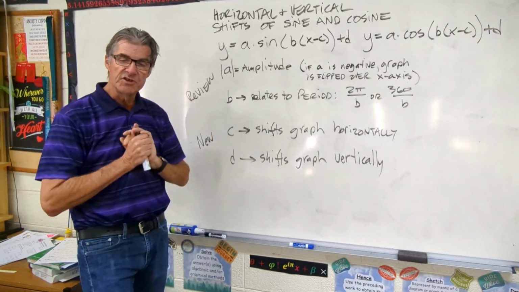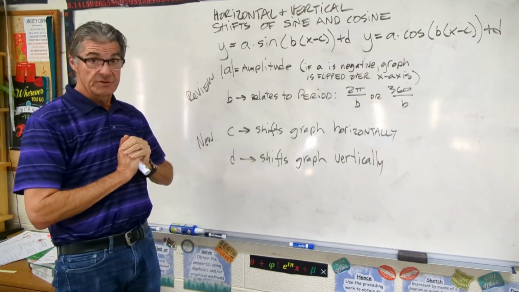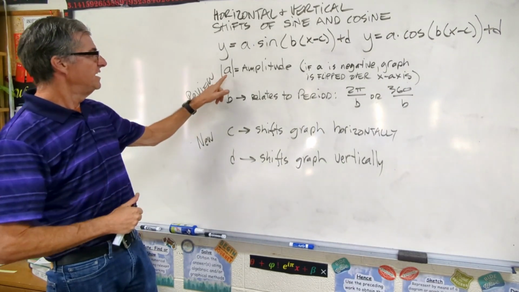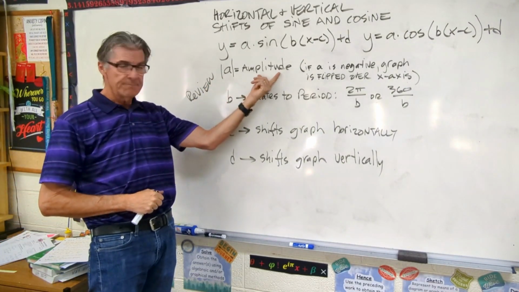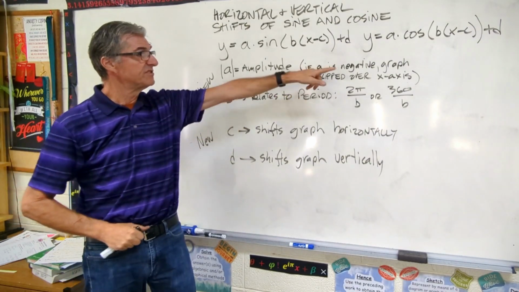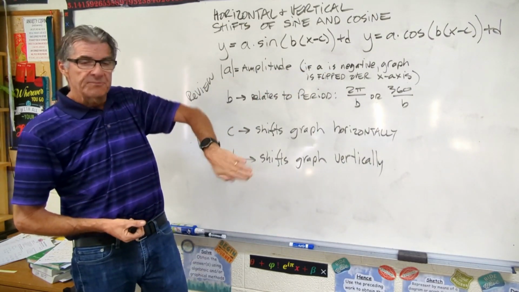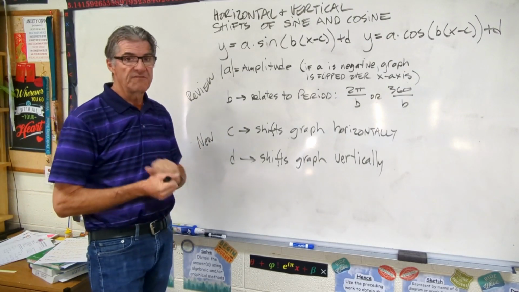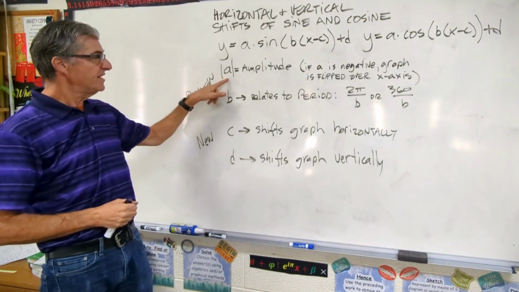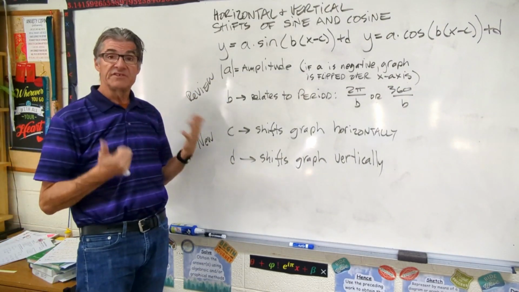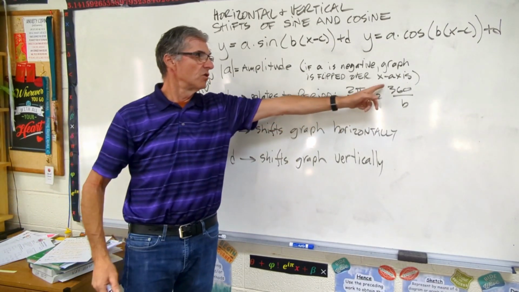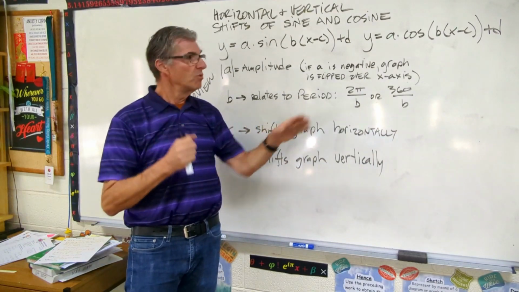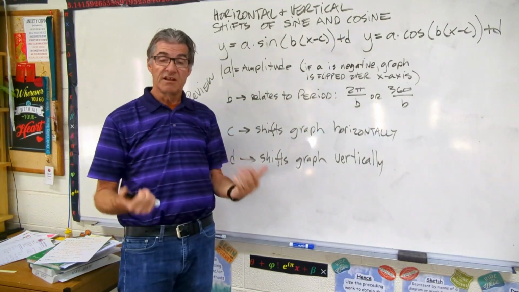Okay, let's quickly review the two parameters that we played with in our last lesson, namely a. The absolute value of a is the amplitude, okay? So if a is negative, then the graph is flipped over the x-axis. It's just a mirror reflection over x. So that's the amplitude. B relates to period, and the period is either 2 pi over b or 360 over b. And we manipulated these two in the last lesson.